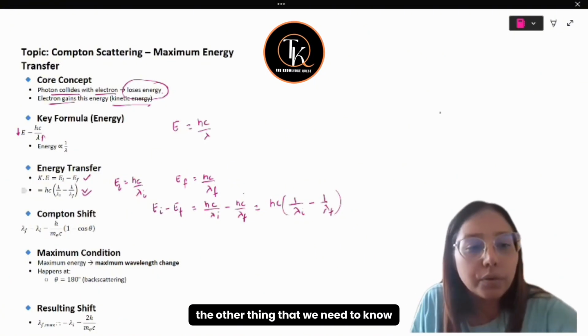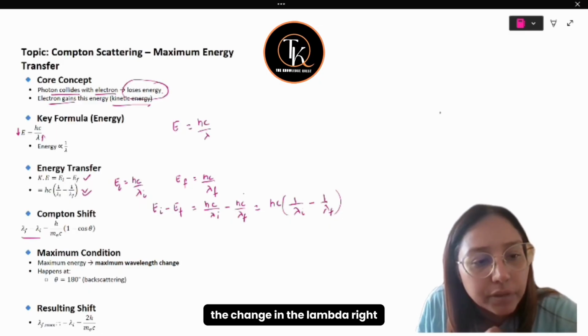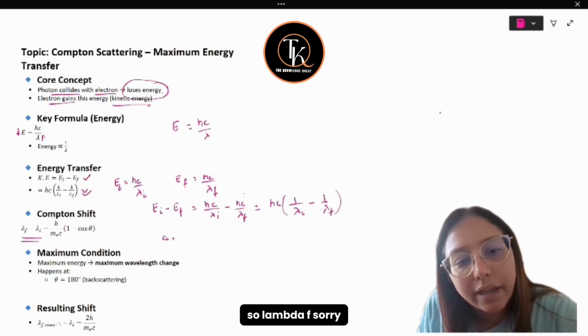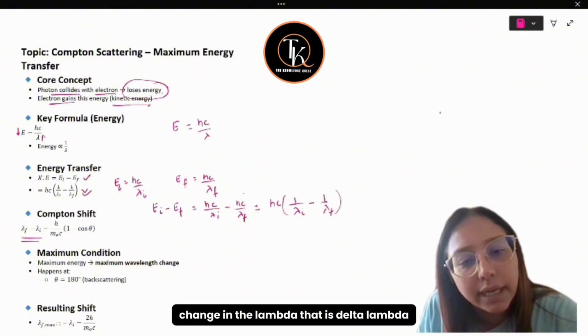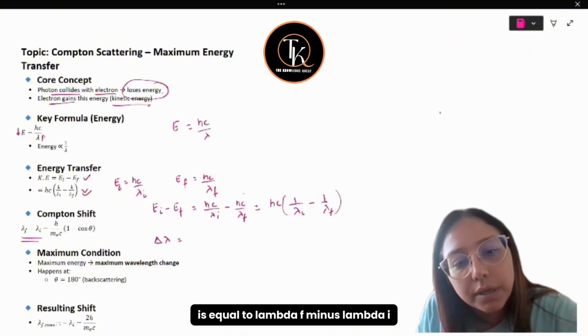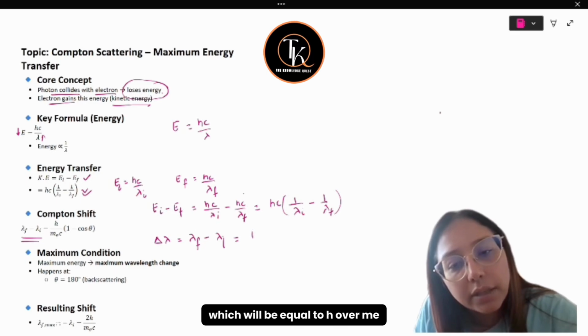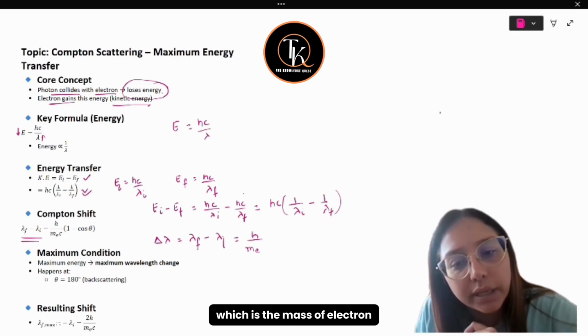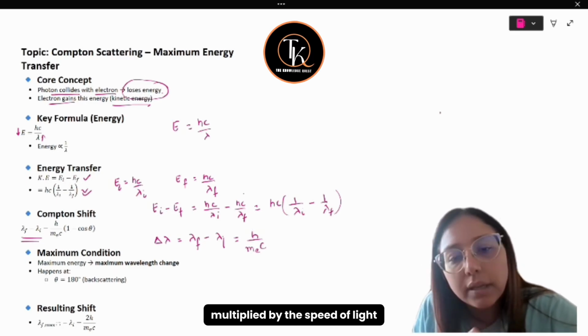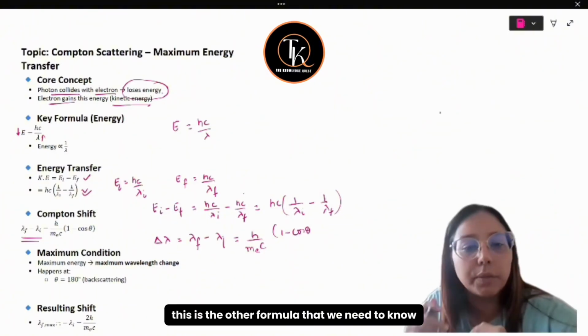The other thing that we need to know is the change in the lambda, right? So change in the lambda, that is delta lambda, is equal to lambda F minus lambda I, which will be equal to h over me, which is the mass of the electron, multiplied by the speed of light, times 1 minus cos theta. This is the other formula that we need to know.